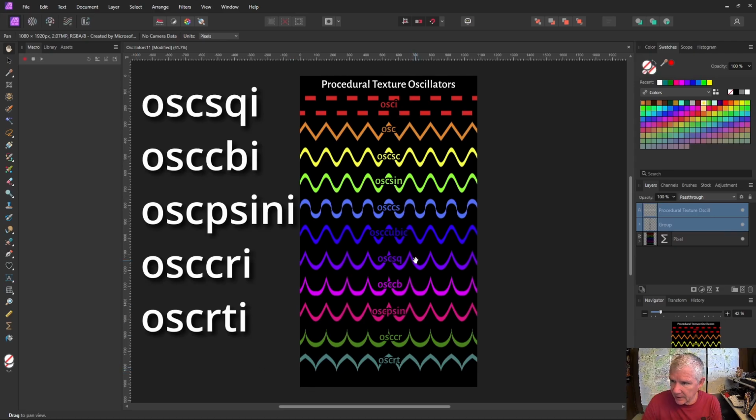Now these asymmetric oscillators all have inverted versions of them that you get by adding the letter I to the end of the rest of the name. For instance, oscsq could be turned upside down by making it oscsqi.